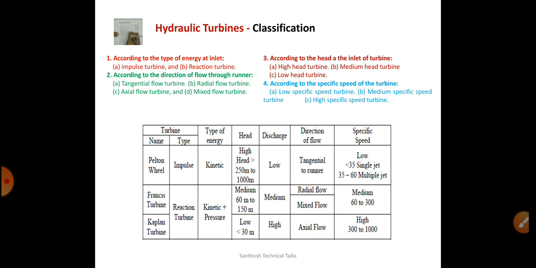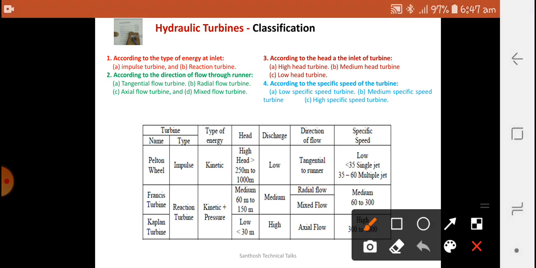According to the head at the inlet, generally high head turbines are impulse turbines, and medium and low head turbines are reaction turbines. And according to the specific speed, low specific speed is an impulse turbine, medium and high specific speed is a reaction turbine. If you see this tabular column, you can easily understand.